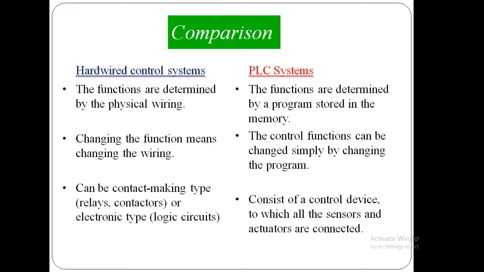Before PLC, we had a hardwire control system. The hardwire control system was used to control sequenced functions. The comparison between these systems is that the functions in the hardwire control system are determined by its physical wiring, while the functions in the PLC are controlled by a program stored in the memory. In a hardwire system, changing the function means changing the wiring. In a PLC system, the control functions can be changed simply by changing the program. A hardwire control system can be contact making type, relays, contactors, or electronic type, logic circuits. The PLC system consists of a control device to which all the sensors and actuators are connected.